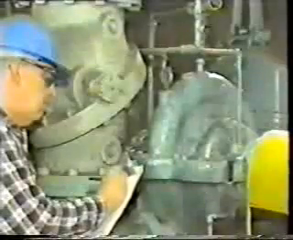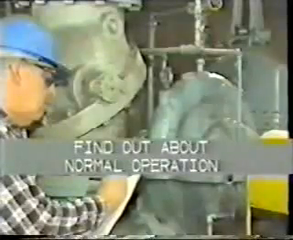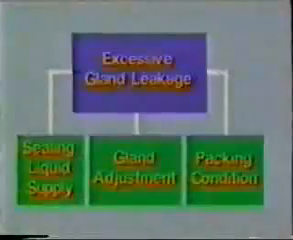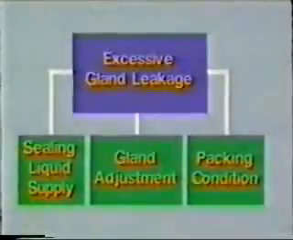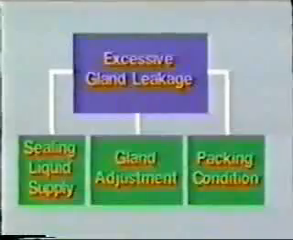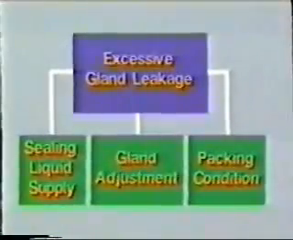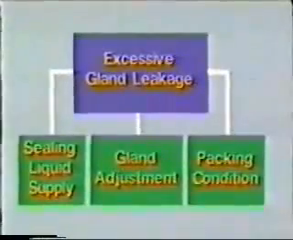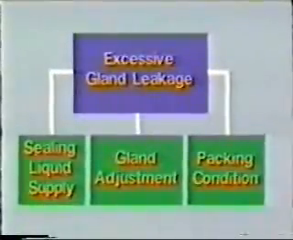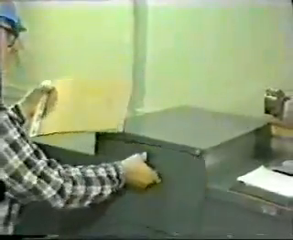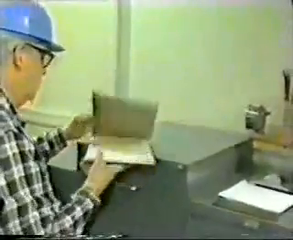As Gene studies the problem, he reviews what he already knows about the conditions necessary for normal operation. At this stage, a decision-making diagram of this troubleshooting problem would look like this. Gene will concentrate his thoughts on sealing liquid supply, gland adjustment, and the condition of the packing. To find a probable cause, Gene will concentrate on investigating these 3 areas.